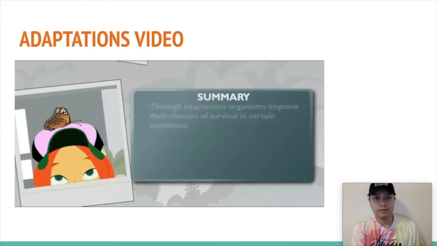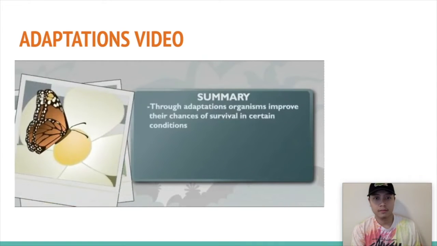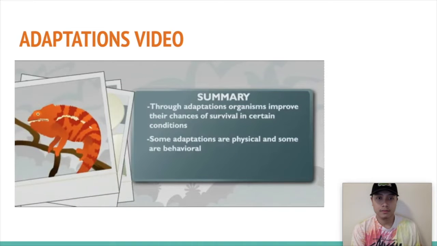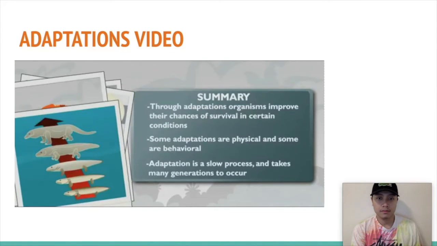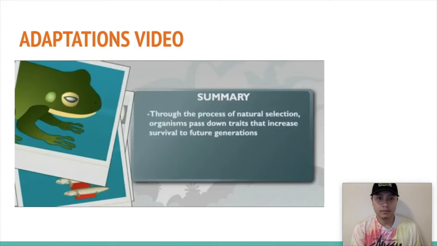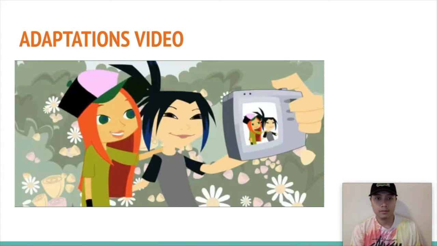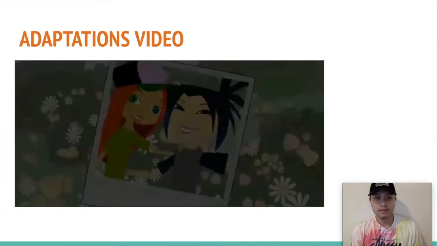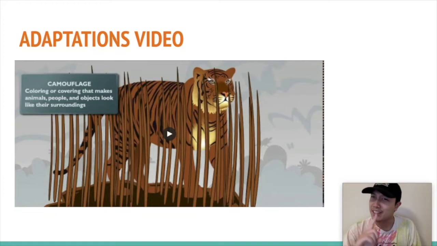Yep, thanks. I think I get adaptations now, too. Organisms improve their chances of survival in certain conditions through adaptations. Some adaptations are physical, and some are behavioral. Adaptation doesn't happen overnight. It takes many generations to occur. Through natural selection, organisms pass down the traits that increase survival to future generations, while less useful traits aren't passed on and eventually disappear. Nice work, Mia. You rocked that. Thanks. All it took was a little focus. And with focus, you can get the job done.